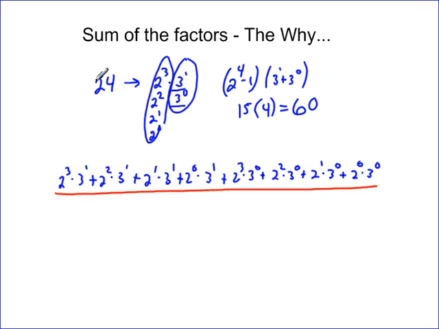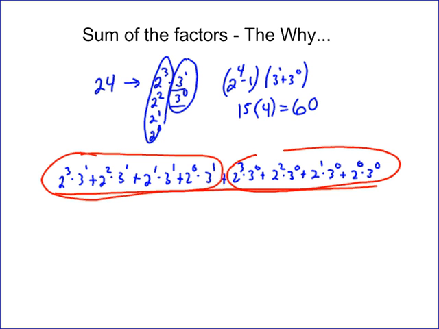If you use a factoring technique that you use in Algebra 1, which is called factoring by grouping, we can recognize that these have something in common. They all have 3 to the first, and then these all have 3 to the 0 in common. So if we pull out a 3 to the first, we're left with just 2 to the third plus 2 to the second plus 2 to the first plus 2 to the 0. And then if we factor out 3 to the 0, we're left with 2 to the third plus 2 to the second plus 2 to the first plus 2 to the 0.